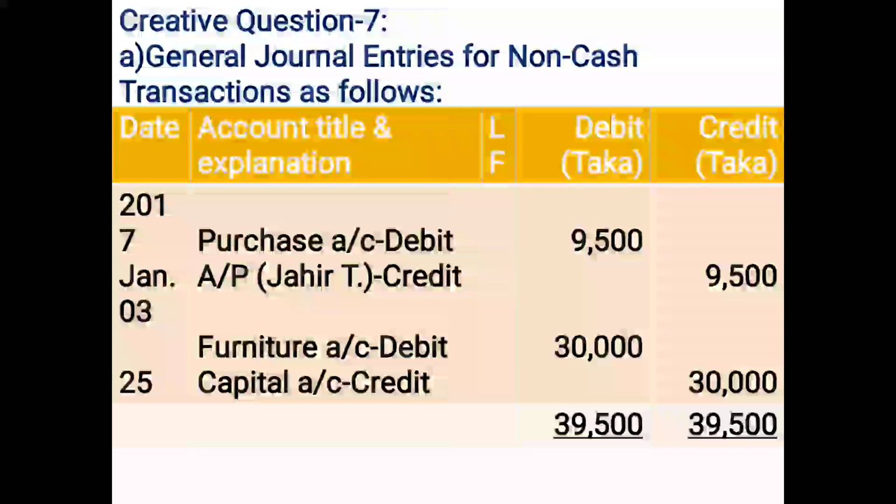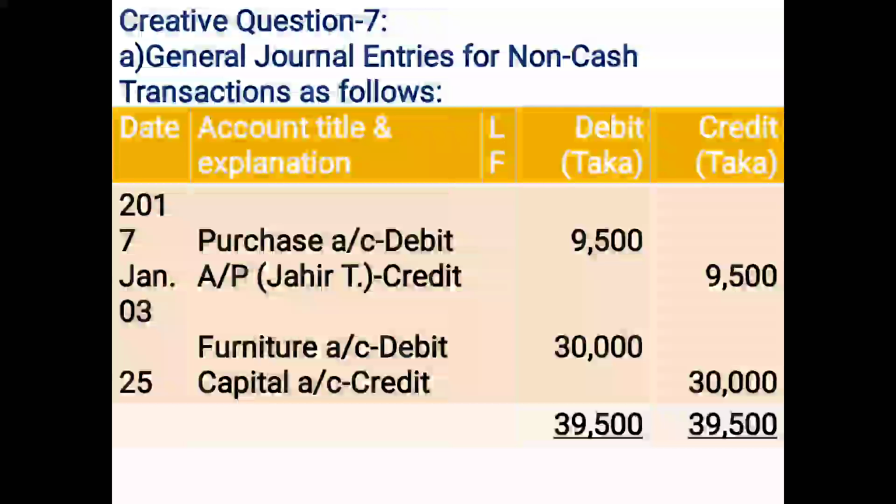Trade discount is the amount which is deducted from the total amount of purchase or sales of goods, but it is not recorded in the books of accounts. So at this moment, net purchase is taka 9,500 from Johi Traders. It is a non-cash transaction or credit transaction. So you have to write in the journal: purchase account debit, accounts payable, that is Johi Traders, credit for taka 9,500.